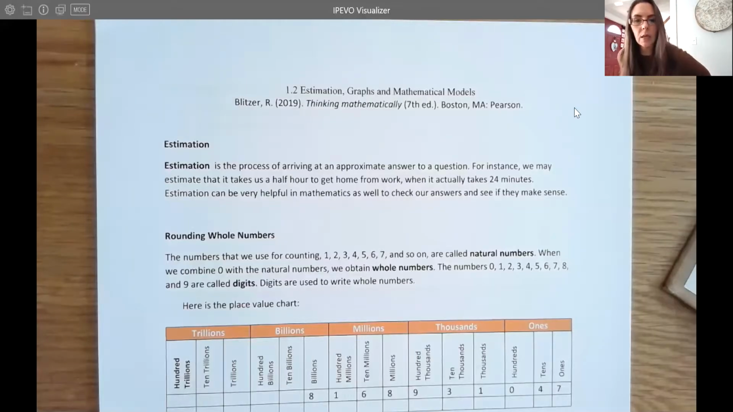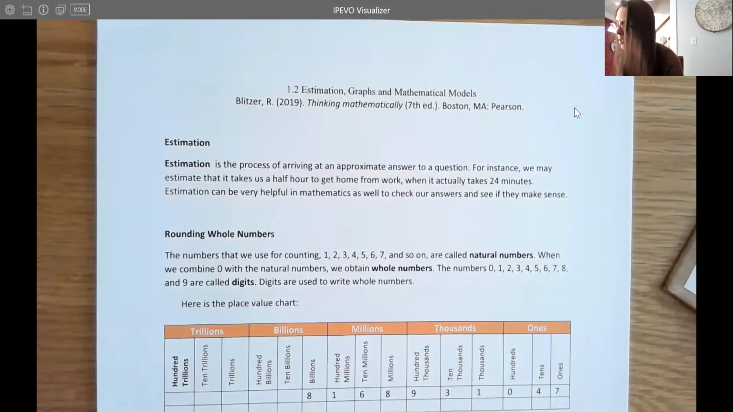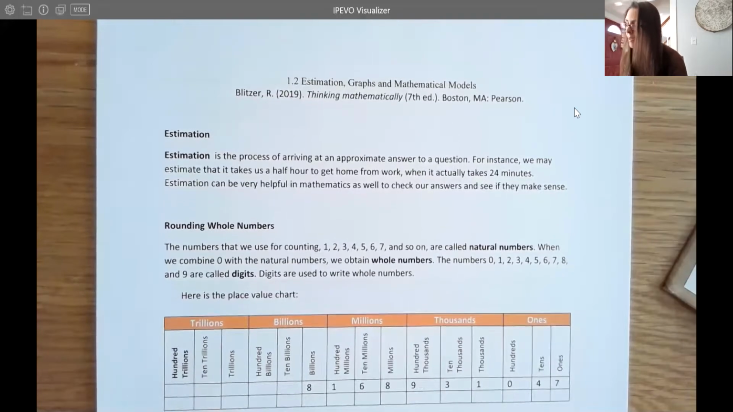Today we're going to be learning section 1.2 on estimation, graphs, and mathematical models. So we're going to start with estimation, which really has a lot to do with rounding. Estimation is the process of arriving at an approximate answer to a question. For instance, we may estimate that it takes us half an hour to get home from work when it actually takes 24 minutes exactly, or something like that.